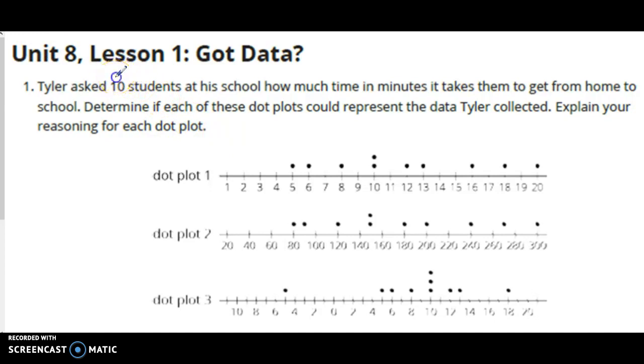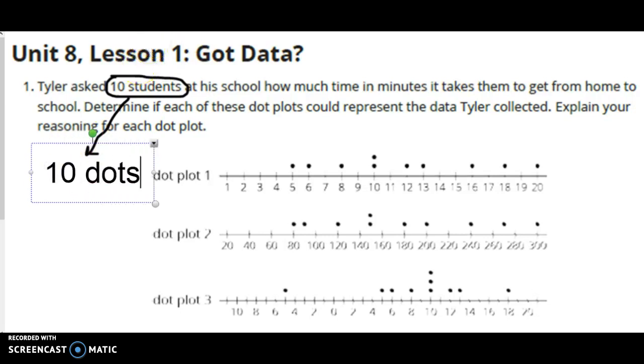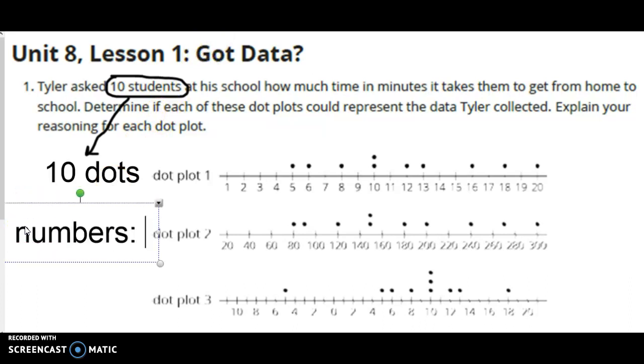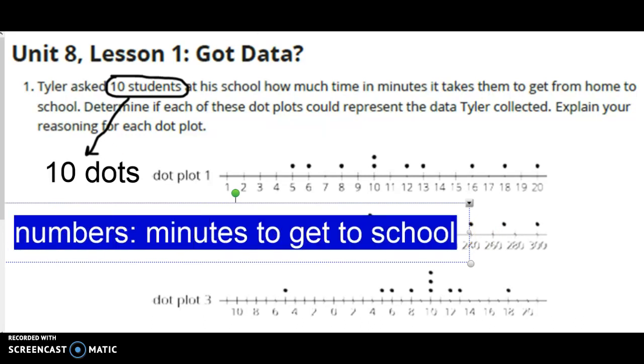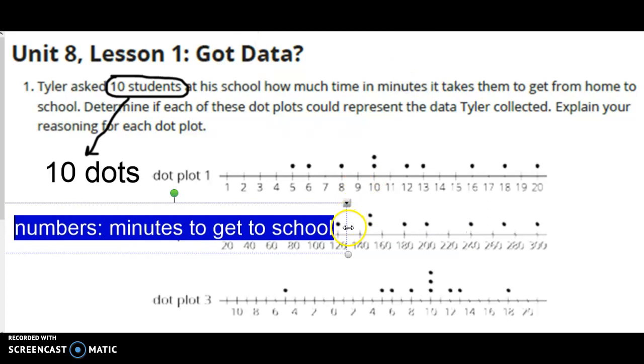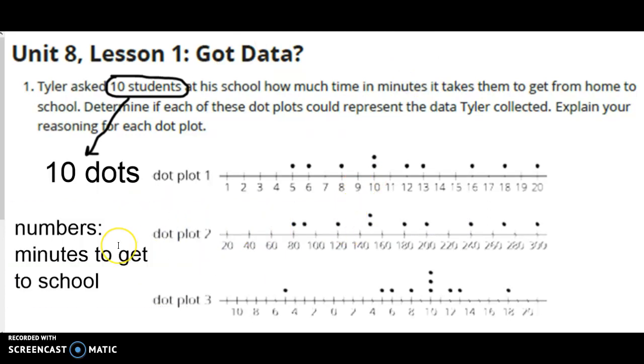So the key here is that he's asking 10 students. Circle 10 students. This means that I should have 10 dots because each dot represents one student. I also know that the numbers should be minutes from school. Minutes to get to school. So we're just going to write that off to the side because the problem with some of the numbers we're going to see here is that they are way too big to represent minutes to get to school.